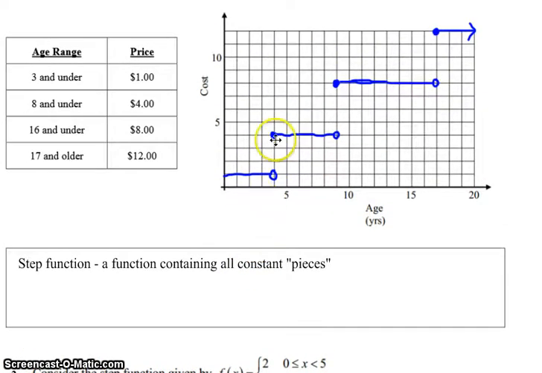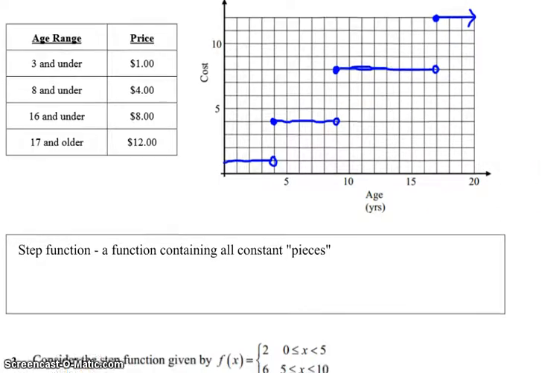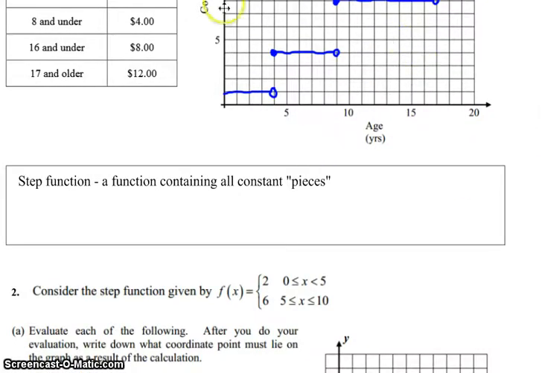It passes the vertical line test. Even if you go right here at one of these kind of transition points, you draw a vertical line through it, it's going to hit right here, but this doesn't count as hitting it. So really the vertical line only hits it once at any single value in the domain. But with these step functions, they are not continuous.